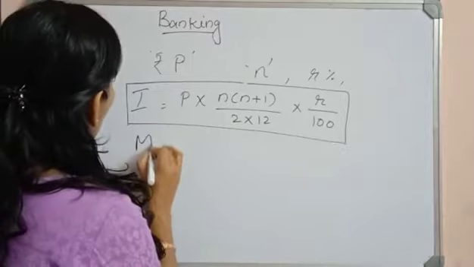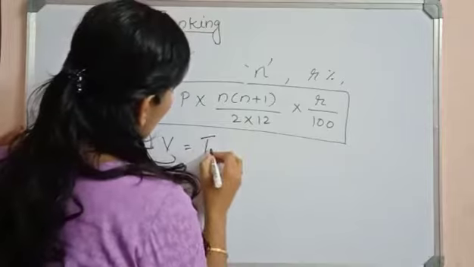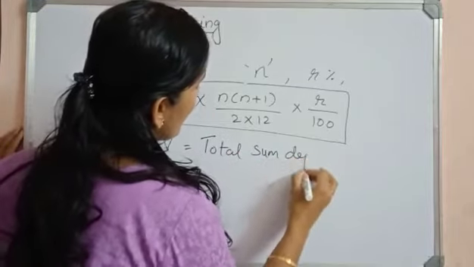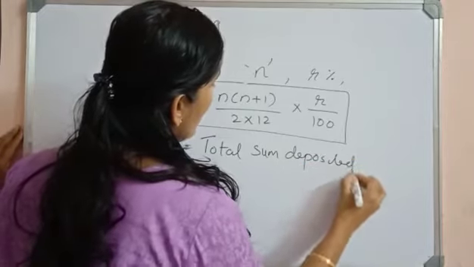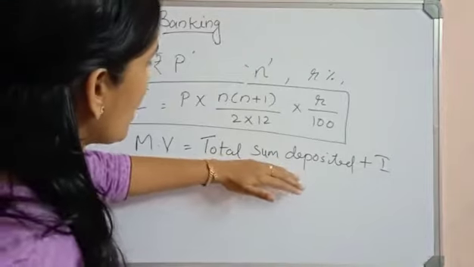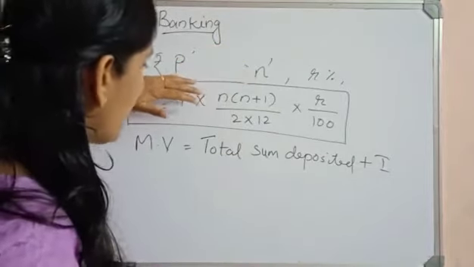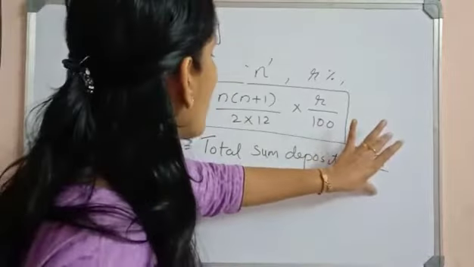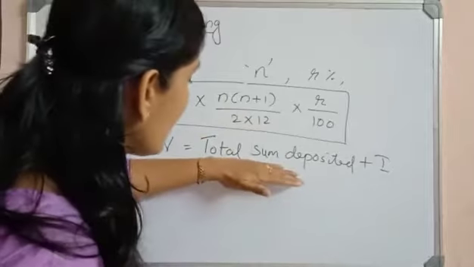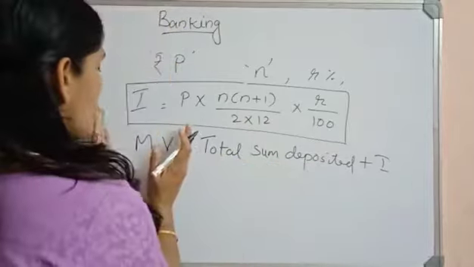The maturity value can be calculated as the total sum deposited plus the interest. See, the total sum is how much we are depositing for n months with the installment as rupees P, and the interest is what we receive for that particular sum deposited. So when you add these two, the total sum deposited plus the interest, you will get the maturity value.